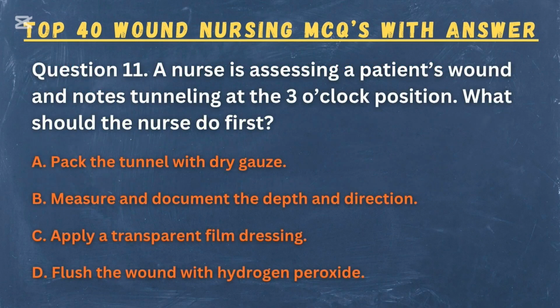Question 11. A nurse is assessing a patient's wound and notes tunneling at the 3 o'clock position. What should the nurse do first? A. Pack the tunnel with dry gauze. B. Measure and document the depth and direction. C. Apply a transparent film dressing. D. Flush the wound with hydrogen peroxide.